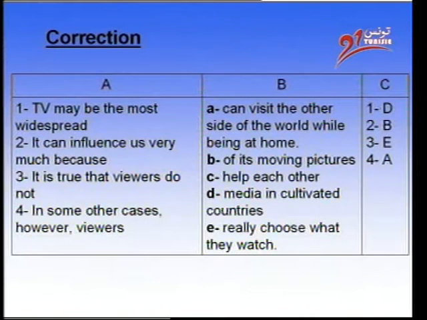Now, TV may be the most widespread media in cultivated countries. It can influence us very much because of its moving pictures. It is true that viewers do not really choose what they watch. In some cases, however, viewers can visit the other side of the world while being at home. And here our paragraph is completed, so you can now write it with correct punctuation.